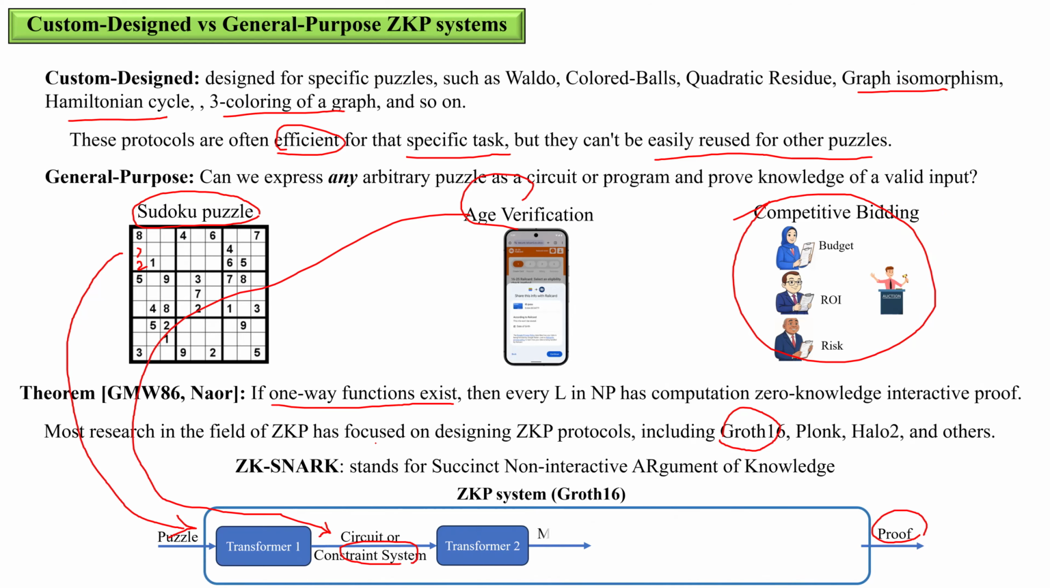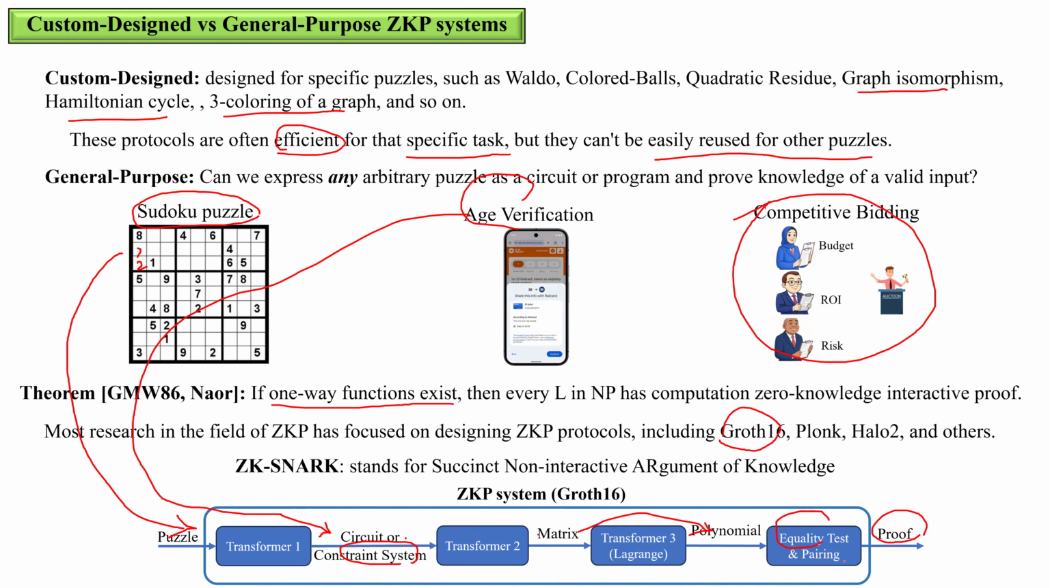Then we use another transformer to convert the constraint system or the circuit into a matrix. And then we use a third transformer, which is Lagrange interpolation, to convert the matrix into polynomials. Then we convert the polynomials, using the equality test and pairing, into something which is the proof. Then we send the proof to the verifier, and the verifier will run the verification algorithm to ensure that this is a correct proof.